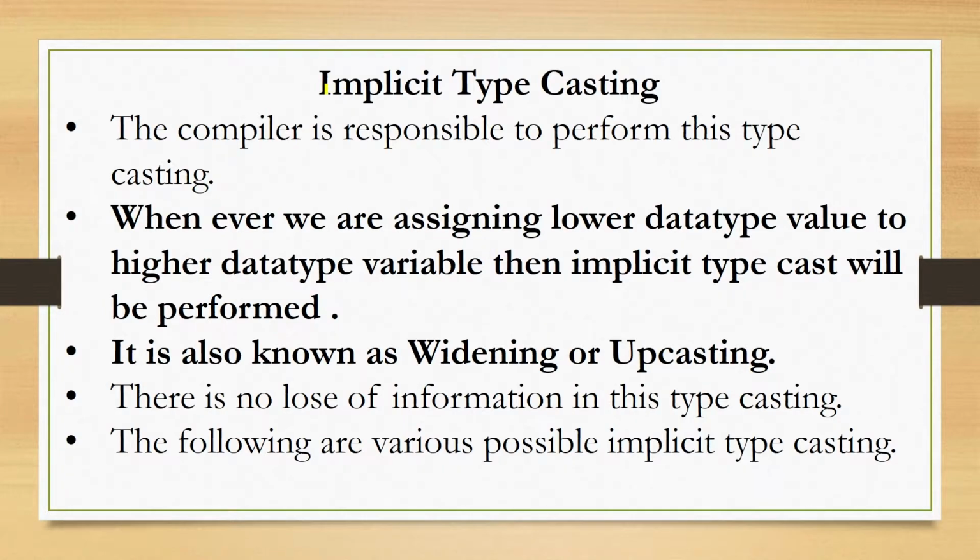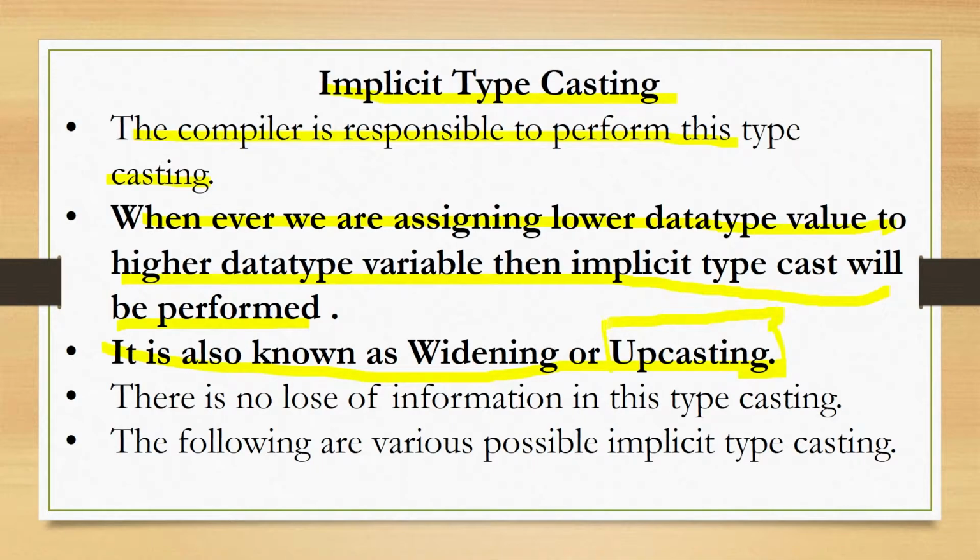So now we will see implicit typecasting. The compiler is responsible to perform this typecasting. This is the automatic typecasting which I just discussed. Whenever we are assigning a lower data type value to a higher data type variable, then implicit typecast will be performed. This is known as widening or upcasting. We have just seen this example. So upcasting is another name. Be sure to keep this name in mind because it might be asked in MCQ questions. So this is called widening or upcasting.